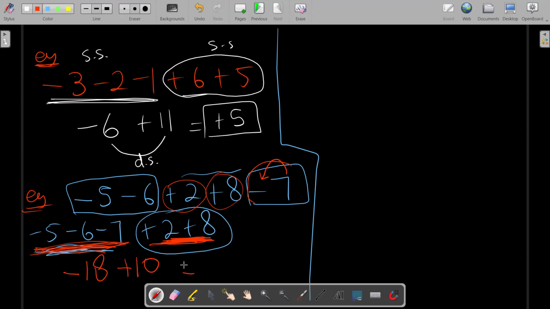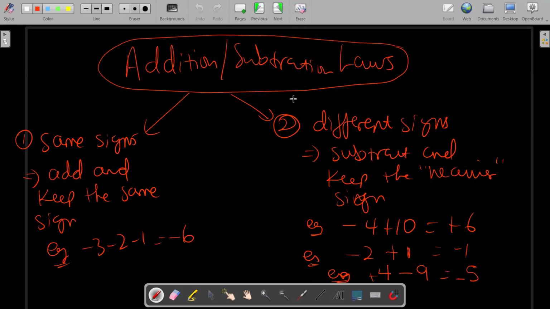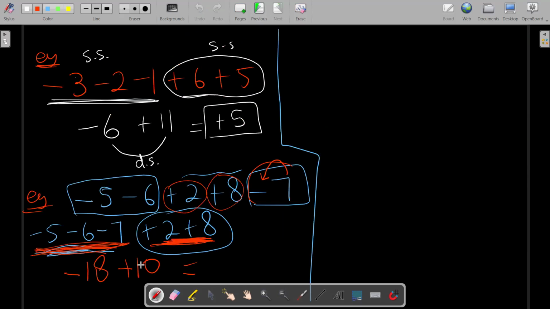And now, finally, last but not least, we apply the different signs law here, which is, if you don't know the different signs law, go back to your notes. There's a cue card here, so you can always remind yourself what the two laws are. Different signs, subtract and keep the bigger sign. So you can subtract this here quickly. 18 take away 10 is 8. So is that correct? 8 is the answer. Tell me. Negative 8, sir. Why negative 8? Because you keep the sign of the bigger one.